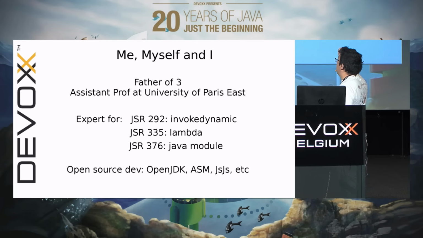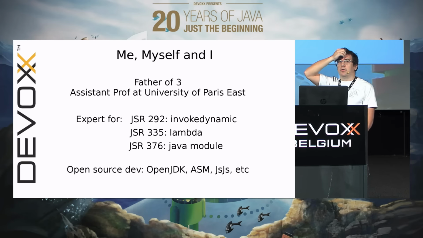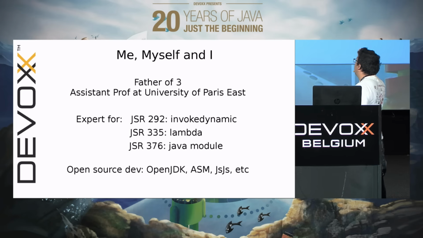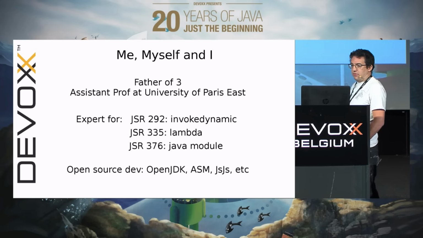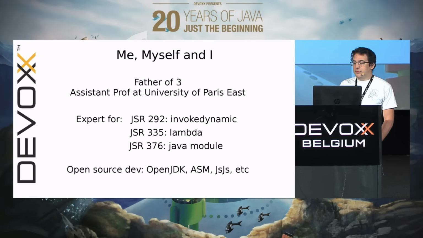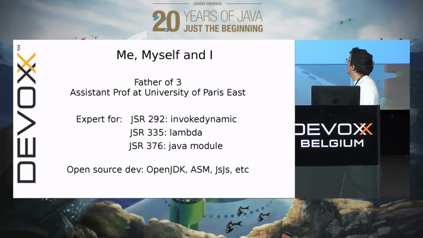I was also an expert for the Lambda group. So if you find that the Lambda is something great, you can cheer me, and for all the other problems, please contact Brian Goetz. And currently I am an expert for the Java module things for Jigsaw. Basically, my role for Jigsaw is just to have the things done. And I'm also an open source developer. Basically, I became an expert because I wanted to change Java. That was basically the idea.